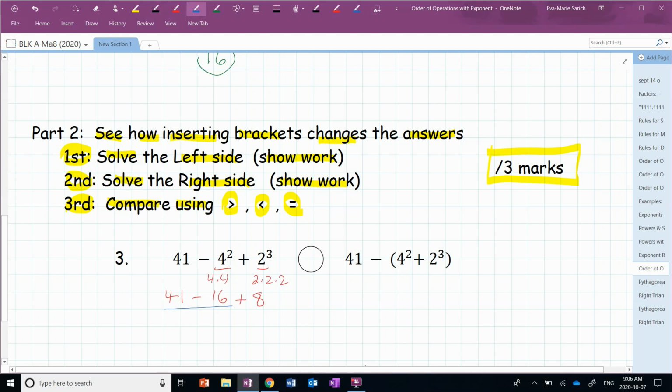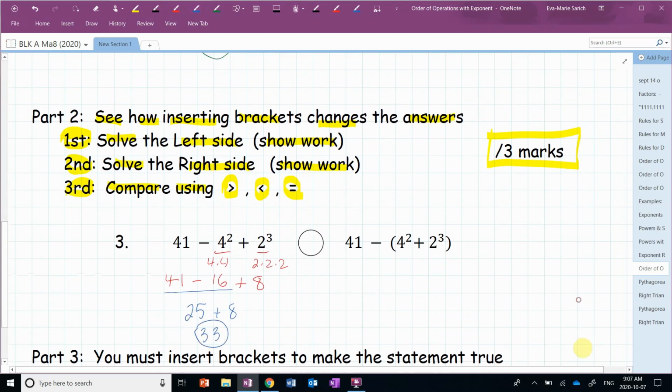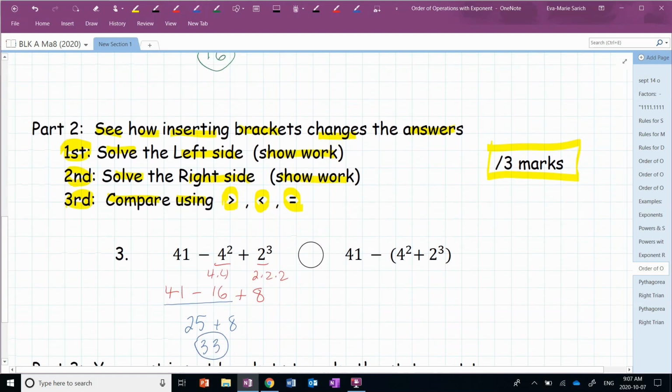So 41 is going to subtract 16 from it, and that gives us 25. Bring down the plus 8, and 25 plus 8 is going to equal 33. Okay? Let's look at the right-hand side now.